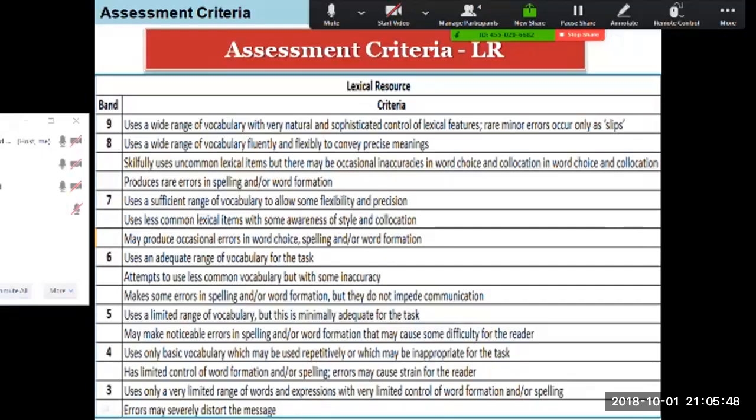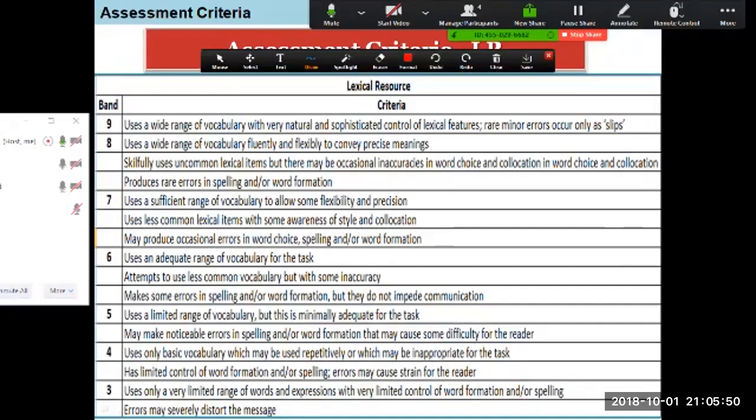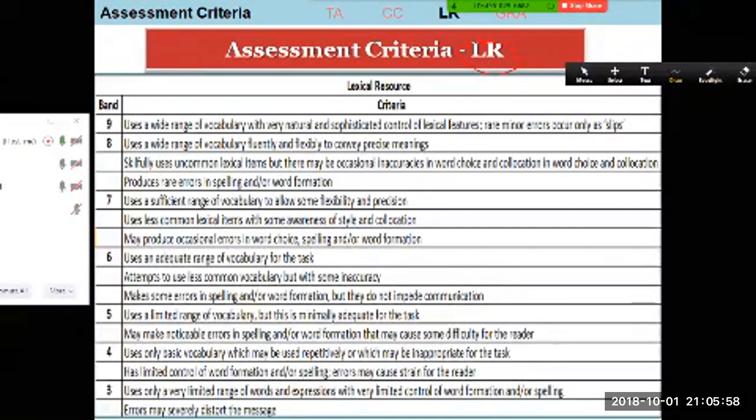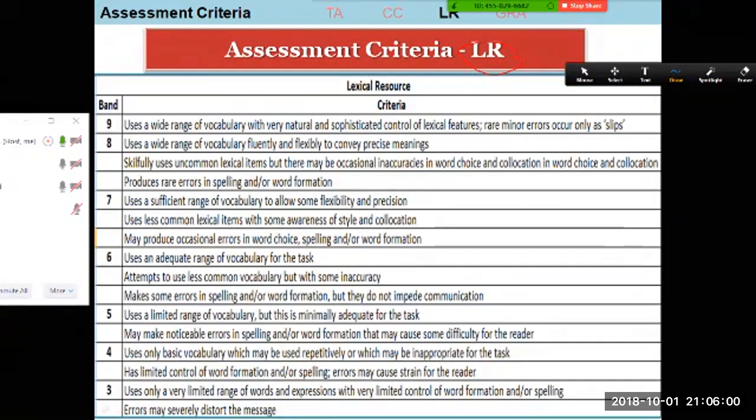Okay. So I was telling you that in order to assess your writing with respect to lexical resource, what I would do is check that in your writing you have used a wide range of vocabulary, number one, and this use is very natural and sophisticated, or you can say a flexible way of writing. You have not inserted some words mechanically.